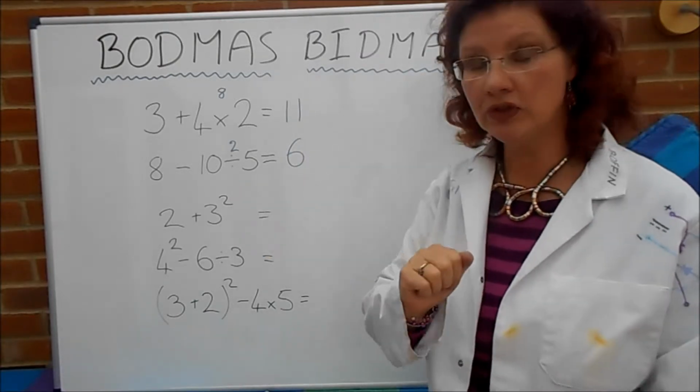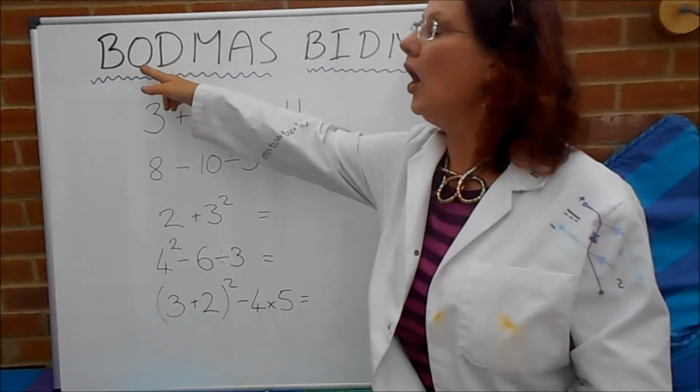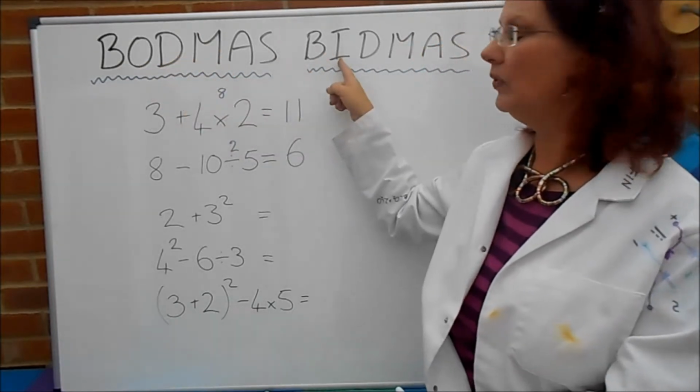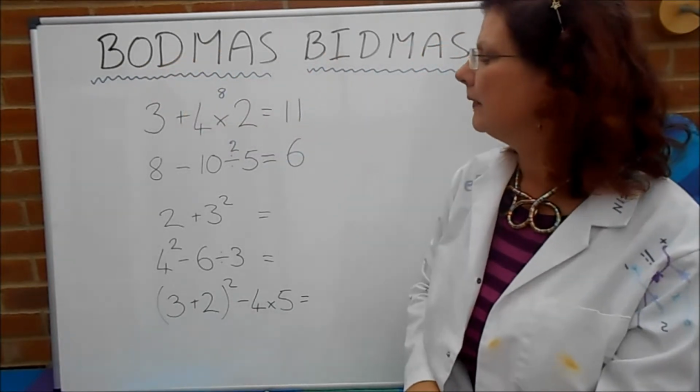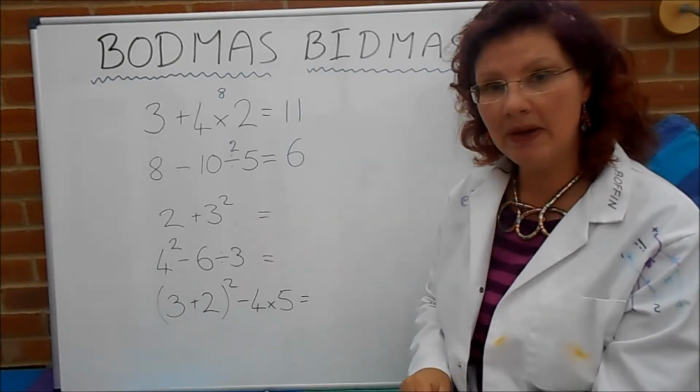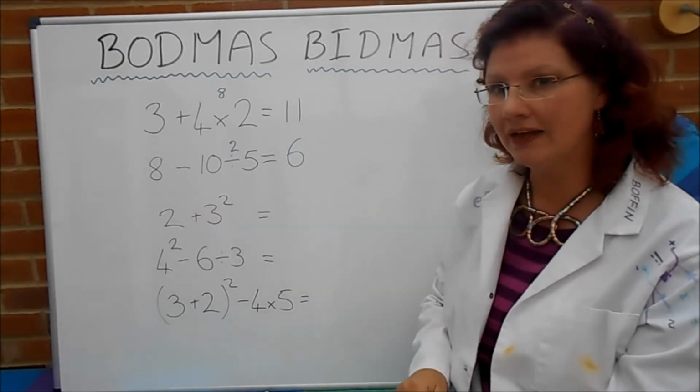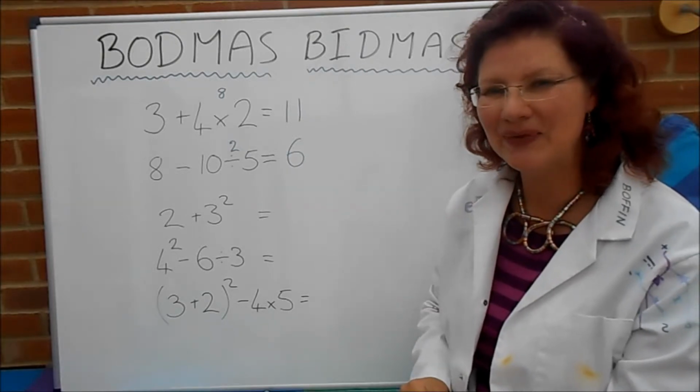Now, in the next one, we've got a squared. That comes under the O, order or other stuff, or the I for indices or index. So first thing you're going to do is do the power, and then you're going to do the add. So pause the video and have a go at that one yourself.